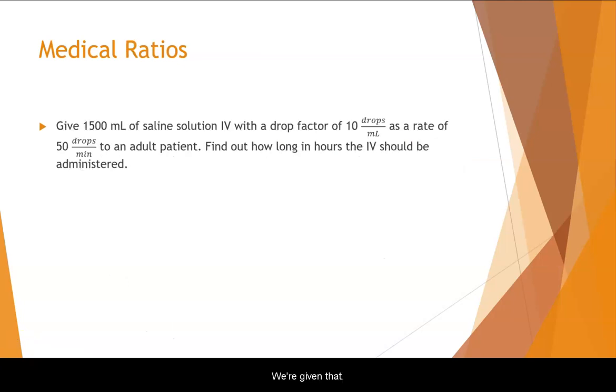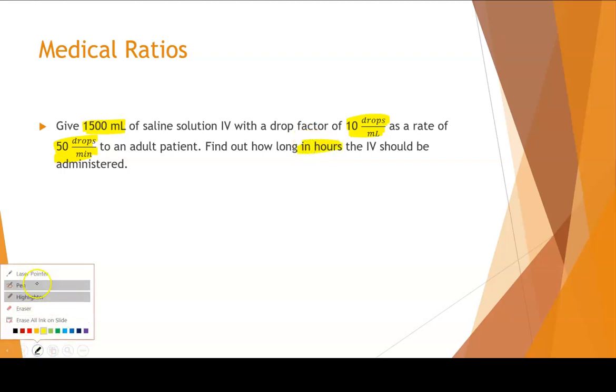We're given that we want to give 1,500 milliliters of a saline solution, IV, with a drop factor of 10 drops per milliliter, at a rate of 50 drops per minute to an adult patient. And we want to find out how long in hours that IV should be administered.